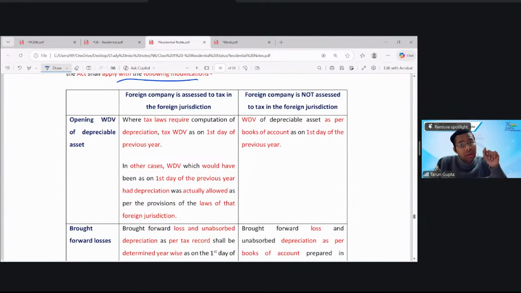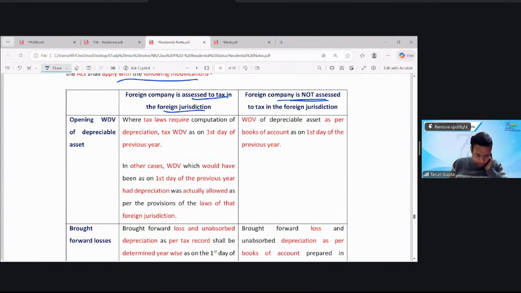You have to give the depreciation. For that depreciation, you need an opening WDV. So the law says, if such a foreign company is assessed to tax in a foreign jurisdiction, if it's taxable in the country of its incorporation, then whatever the opening WDV was there, we will take it as the opening WDV for India as well. If it's not assessed, then whatever WDV per the books of account was there, we take it as the WDV for India as well. You don't have a choice.